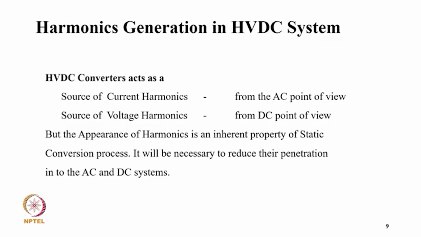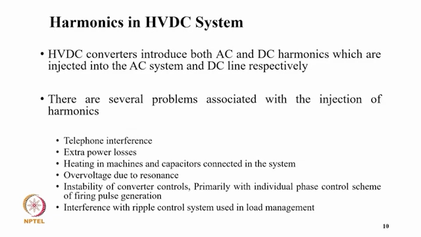So HVDC converters act as a source of current harmonics from the AC point of view and a source of voltage harmonics from the DC point of view. The appearance of harmonics is an inherent property of the static conversion process, and it is necessary to reduce their penetration into the AC and DC systems. The HVDC converters introduce both AC and DC harmonics, which are injected into the AC system and the DC line respectively.